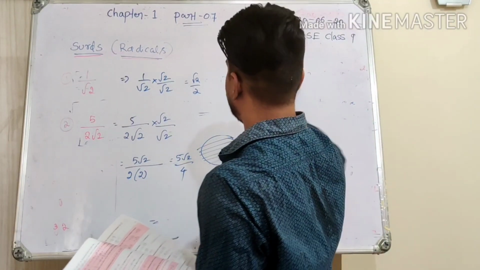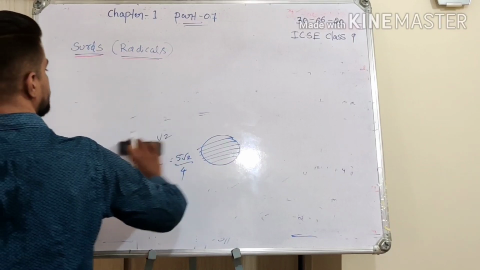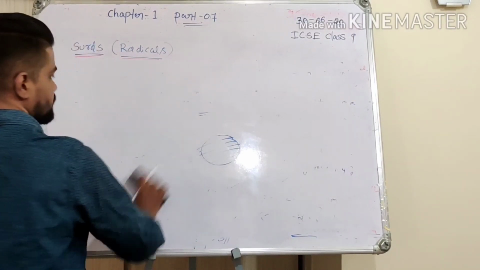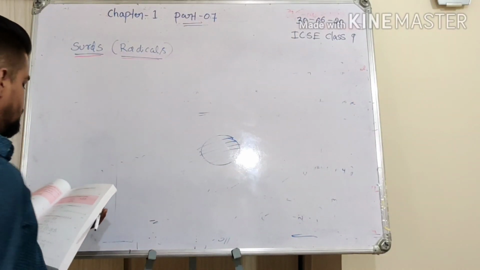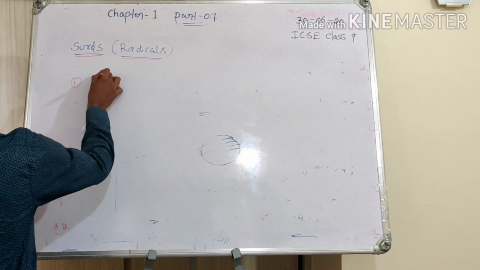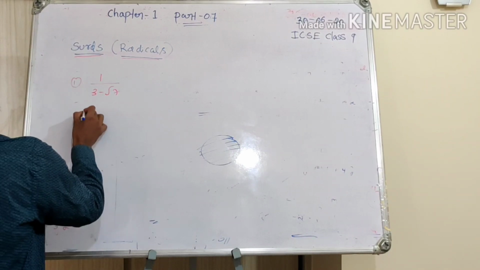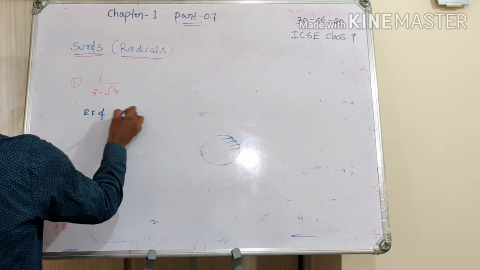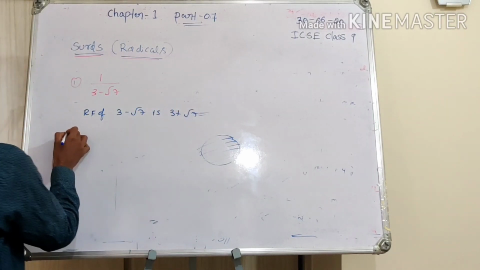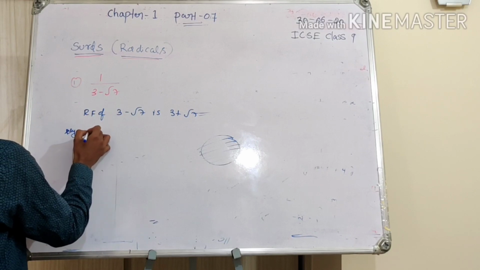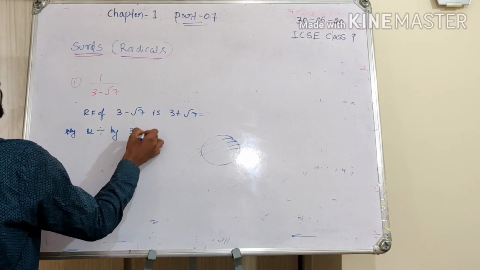Now example 15, simplification. Simplify each of the following by rationalizing the denominator. That is the question. So 1 by 3 minus root 7. So I can see the RF, that is the rationalization factor of the denominator, is what? 3 plus root 7. So multiply and divide by 3 plus root 7.